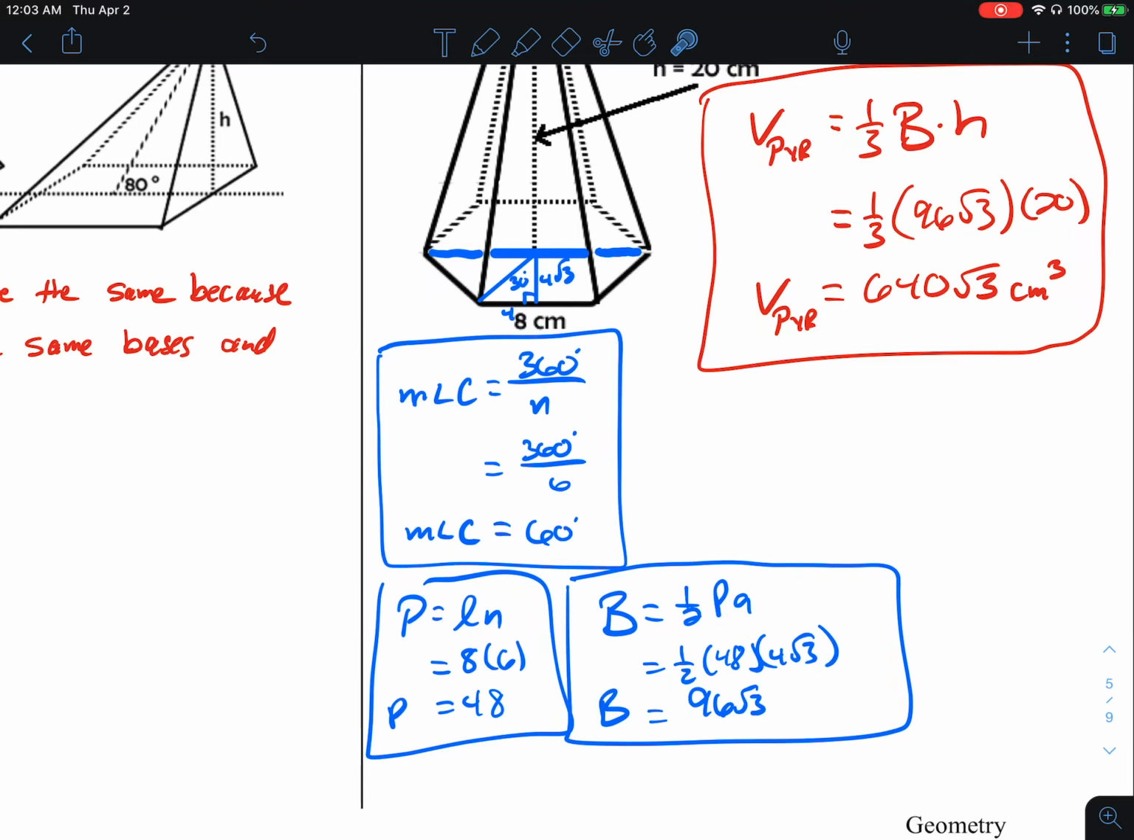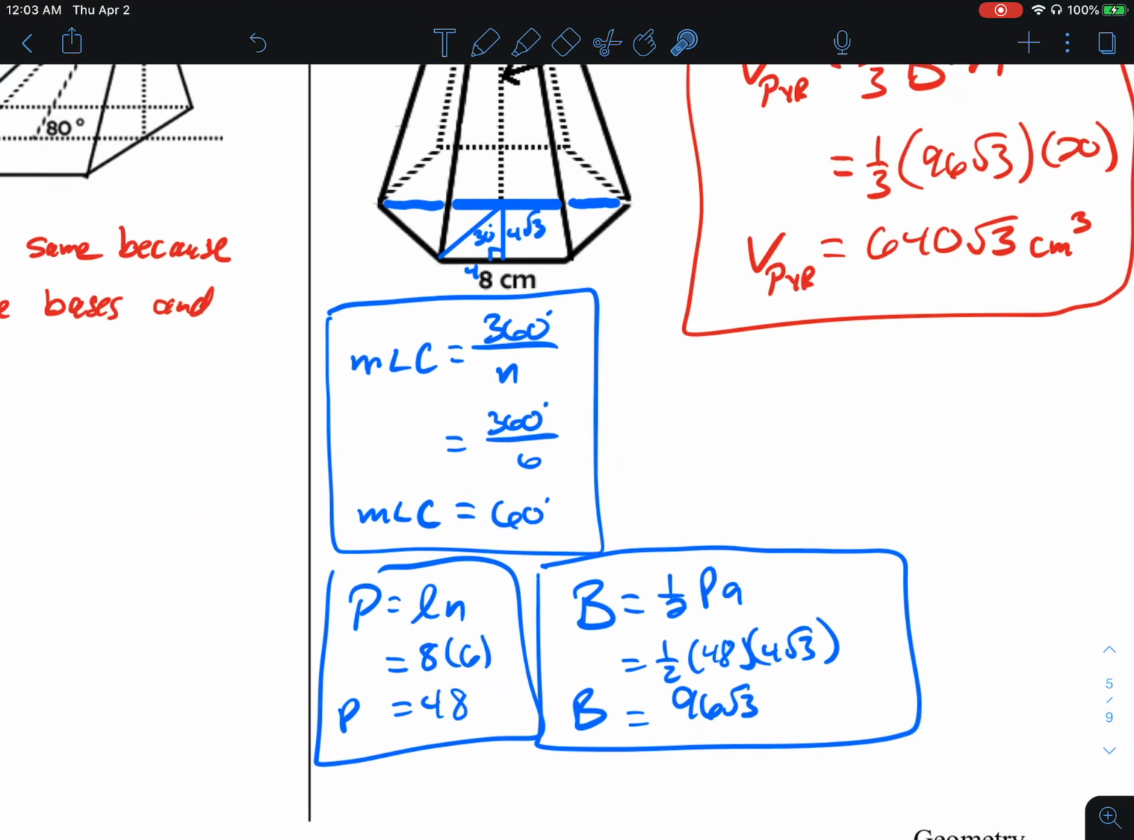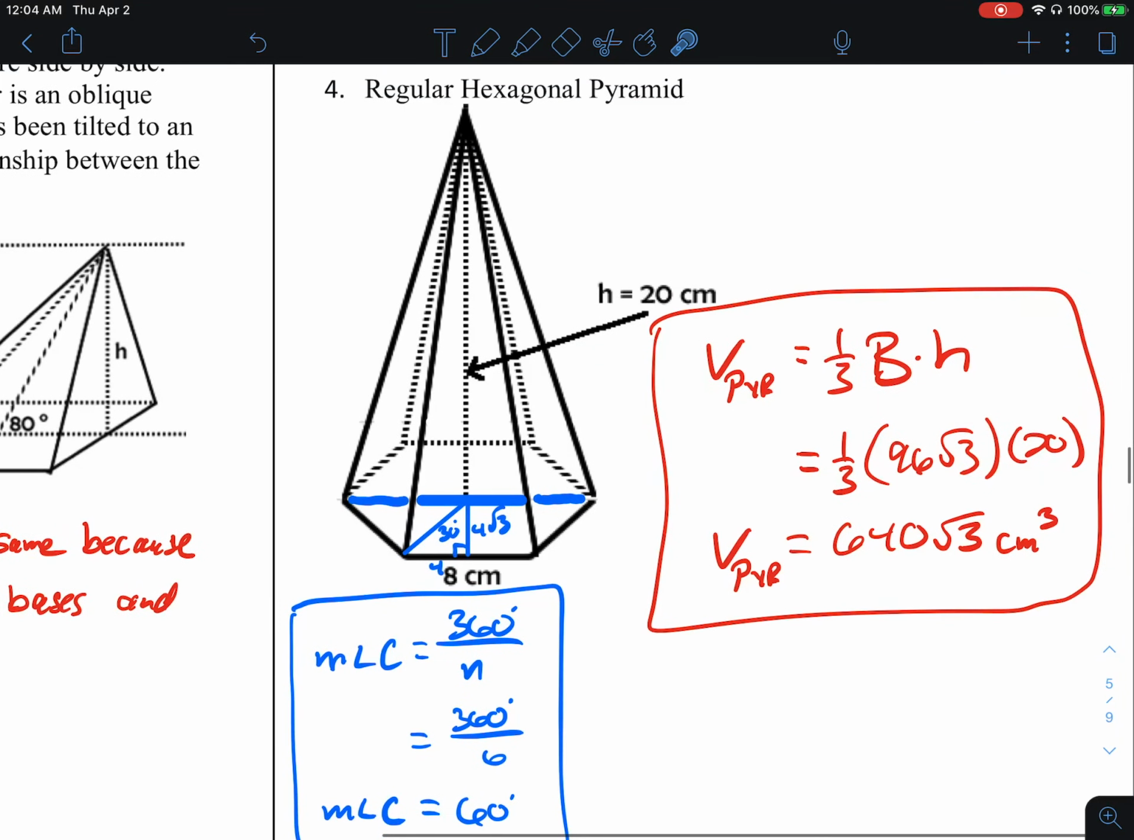Remember to find the area of this base, which is a regular polygon. It tells us that, a regular hexagonal polygon. It is 1/2 the perimeter times the apothem. The perimeter can be found by multiplying the length of one side times the number of sides. 8 times 6 is 48. So we have 1/2 times the perimeter times the apothem. Half of 48 is 24. 24 times 4 square roots of 3 is 96 square roots of 3 square centimeters, which is the area of the base. Which leads us to define the volume.